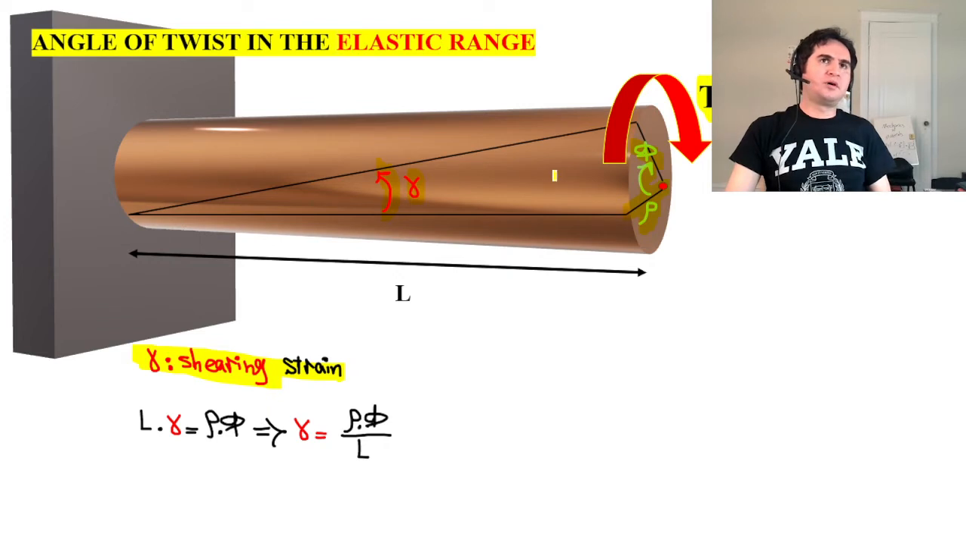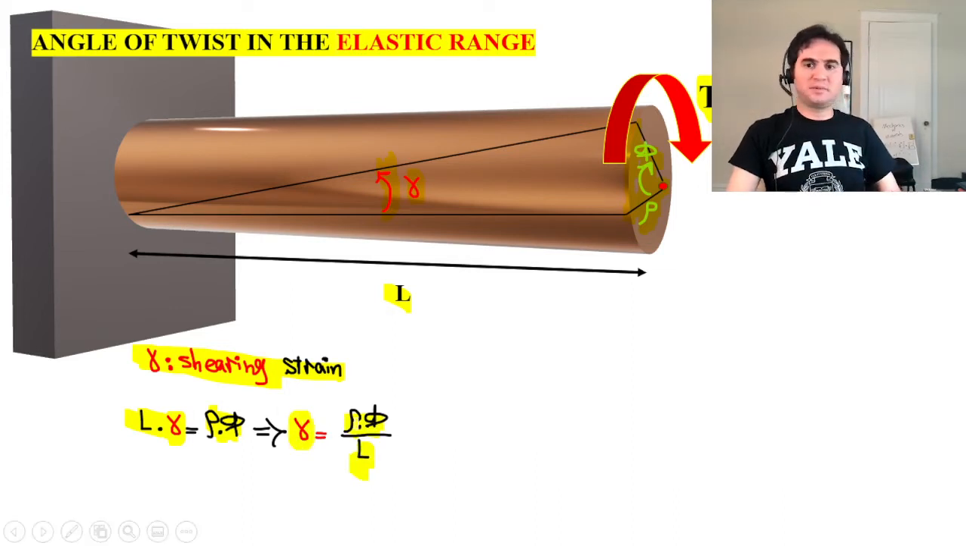If we want to observe the length of this arc, which both these angles are facing, L times gamma, length times the angle of gamma, is equal to rho times the angle of phi, because they both face the same arc. So if we want gamma from that, gamma is nothing but rho phi over L.